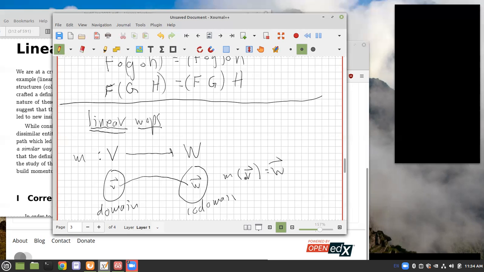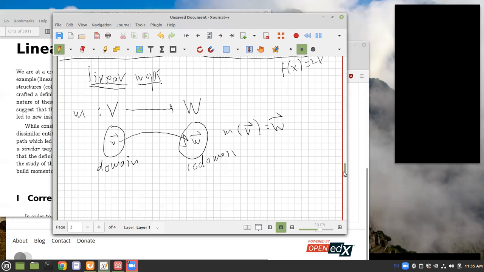The map takes the vector V to the vector W, and so this notation is taken from the functional notation that you know, like f of x equals 2x. So the words here, f of x, you would use that here, m of v. Okay, so this is a map, but not every map is a linear map.